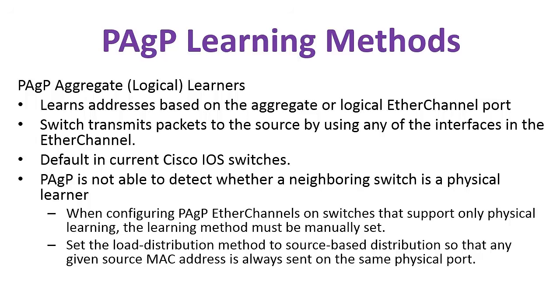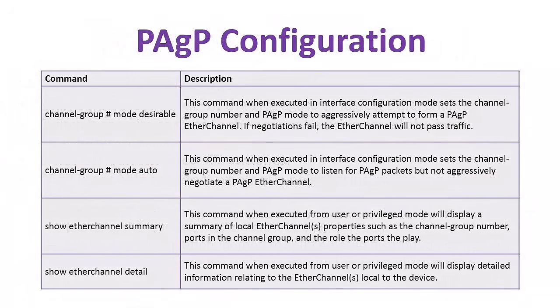Now, to configure Port Aggregation Protocol, you can see in the lab it's pretty straightforward. If you're going to set the EtherChannel to desirable mode, you program channel-group, the number, and then mode desirable. If you set it to auto mode, do the same thing, but just select auto. And then to verify your configuration, as you saw in the lab as well, you do show etherchannel summary and then show etherchannel detail.